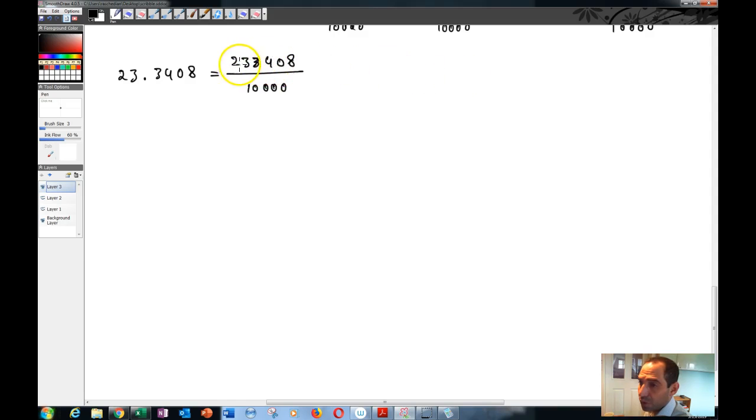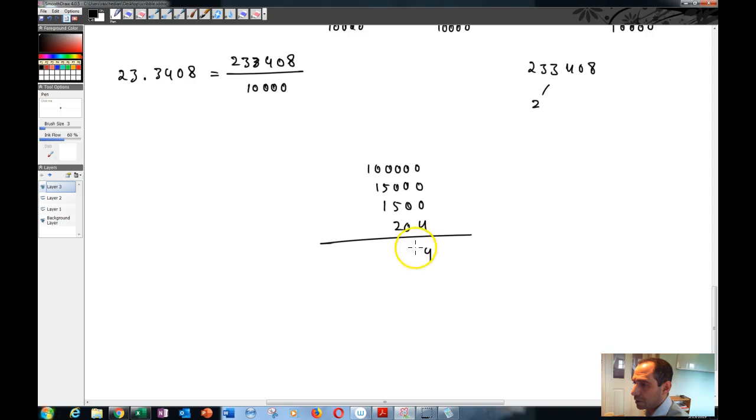If you divide 233,408 by 2, you will get 100,000 from 200,000, 15,000 from 30,000, 1,500 from 3,000, and 204 from 408. Adding these together, you'll get 116,704. Again, you can divide that by 2.